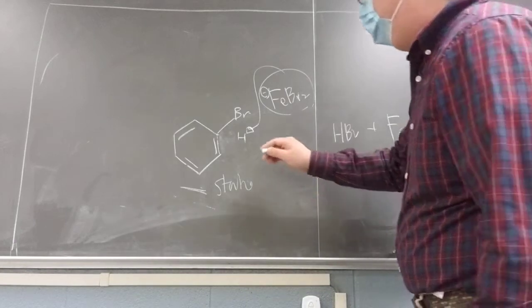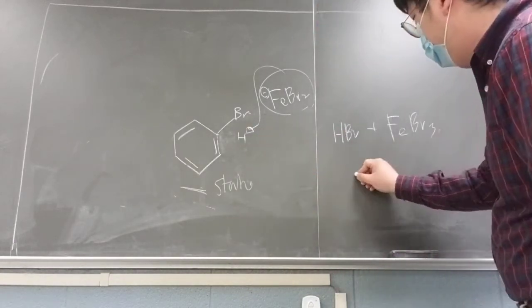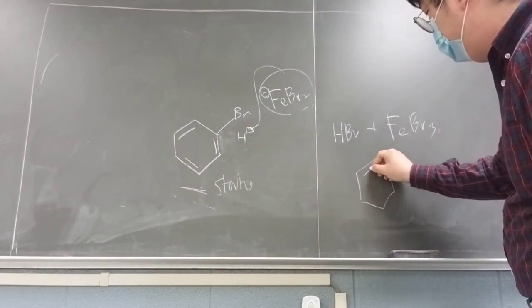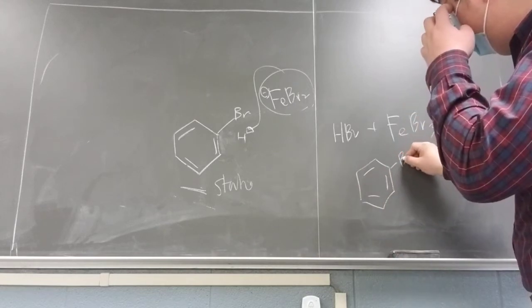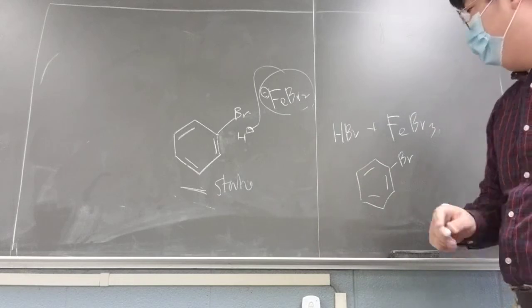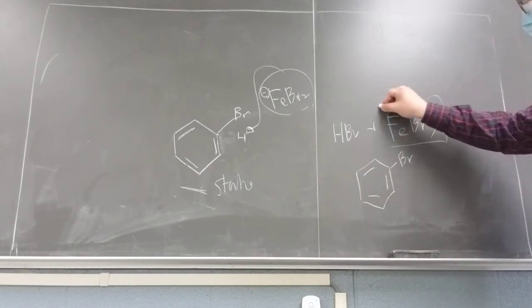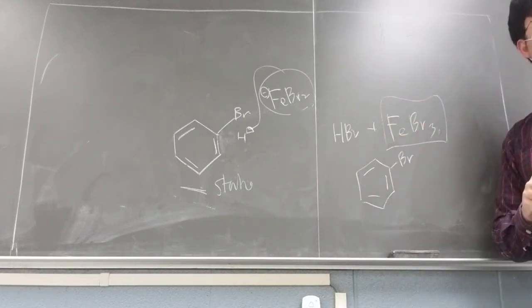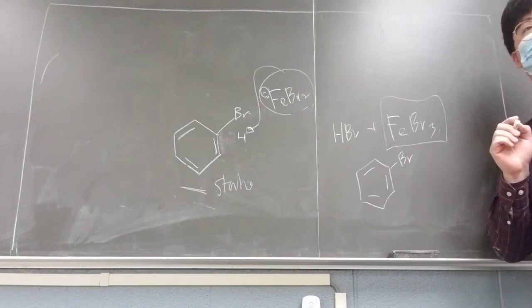So now you have a bromination on this aromatic ring by just substituting your hydrogen with this one. And as you can see, the catalyst stayed in the same form, so we can call it a zero-sum catalyst.